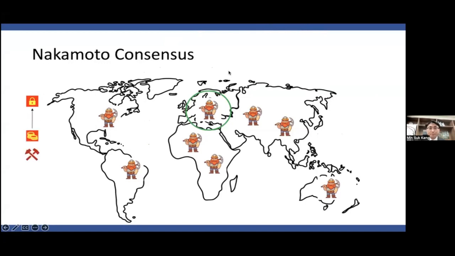So Nakamoto consensus, just one good thing about Nakamoto consensus. So we've been talking about this, how to select the leader, right? Which makes sense. The one who works more and maybe a little bit of luck will be chosen as a leader, and then who can define a block, which is all about the order of transactions.